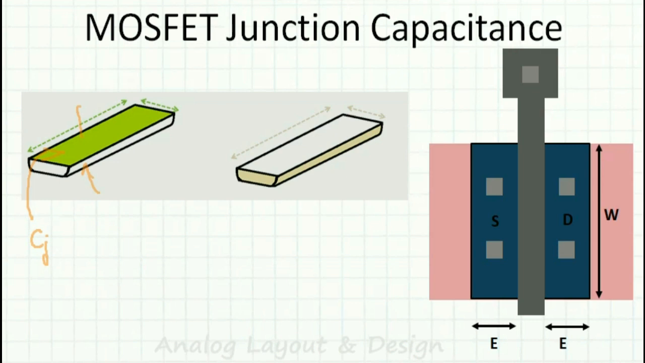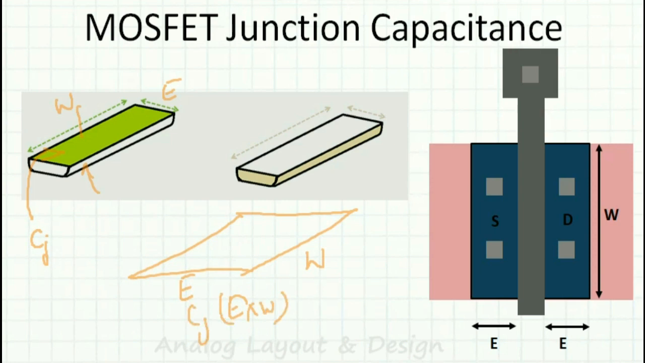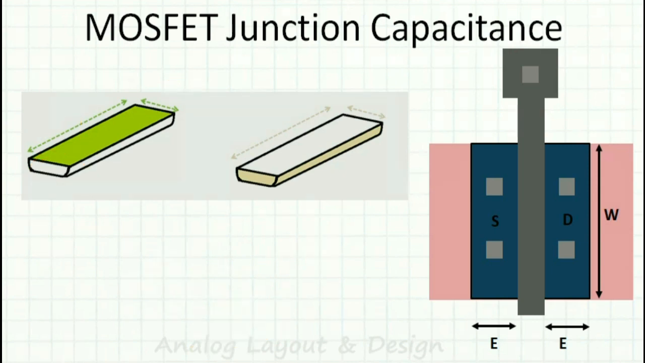The unit value is Cj. Then how do I multiply to get the full value? This is the width and this is E. The bottom plate has a length of E and a width of W. I just multiply with the area, E into W, multiplied by Cj. That's my total capacitance. So we understand that the bottom plate will have a capacitance.